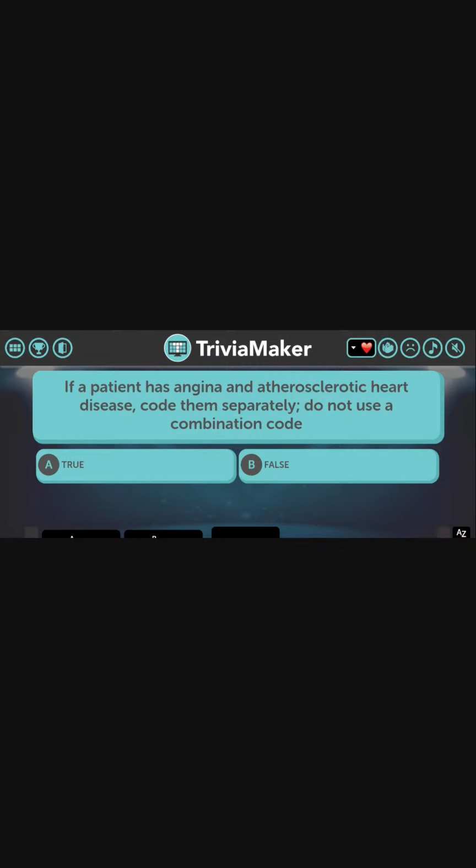All right, I am getting an overwhelming false, and that would be 100% true. Yes, this is false. That was really confusing for no reason. Okay, so it states in the guidelines if a patient has angina and atherosclerotic heart disease, you do use a combination code and you do not code them separately. So that would make this completely false. And I think everyone got that one. Great job as always. Perfect indeed.